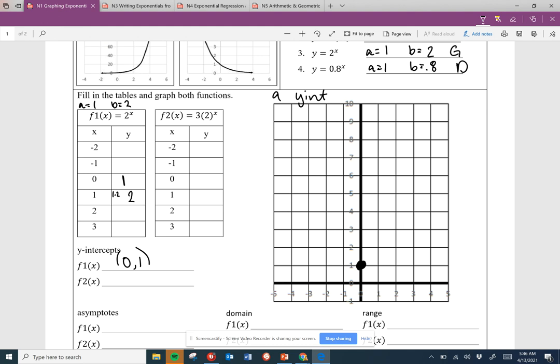Okay, so that would give us 2. Then we would do 2 times 2. That would give us 4. Then we would do 4 times 2. That would give us 8.